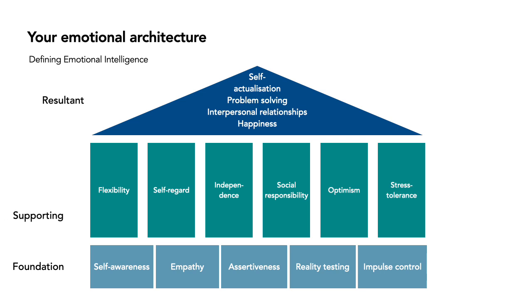Some are pretty obvious, really, but I'll run through a few of these. So, your foundation is things like your assertiveness, your self awareness, your impulse control. And the support structure, it is flexibility, things like social responsibility, self-regard, and stress tolerance. And then the resultant, the roof elements, are self-actualization, problem solving, interpersonal relationships, and happiness.